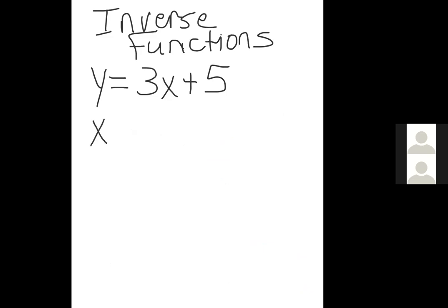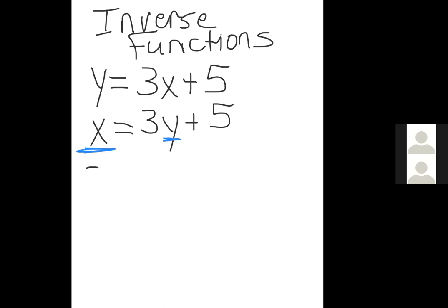So step 1, we are going to change y to x. So we are going to flip our x and y. So we're going to have x equals 3y plus 5. And again, the only thing I did in step 1 is I flip-flopped my x and y. Then it's now a literal equation, and I need to solve for y.